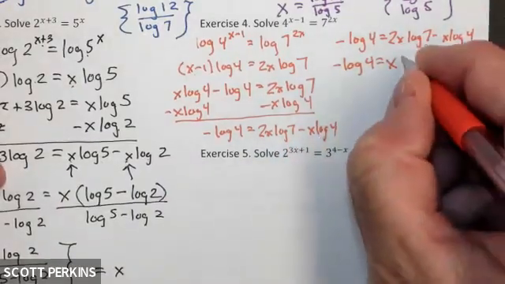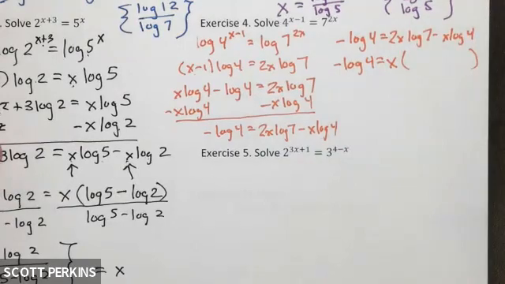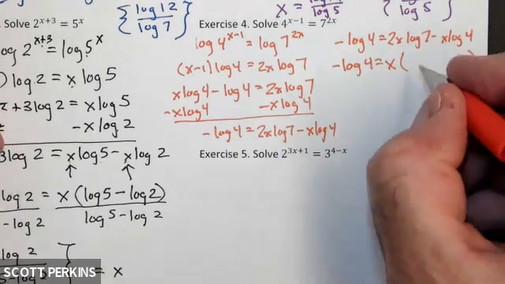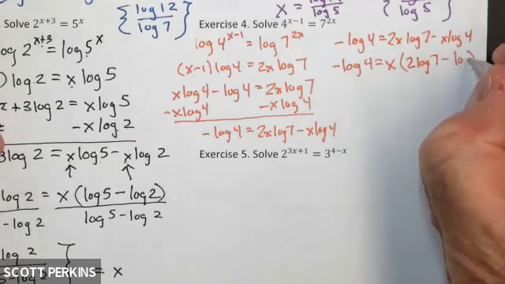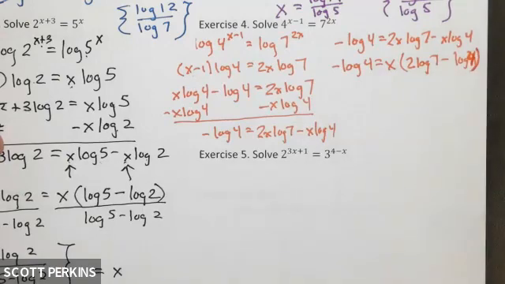So I factor the x out. Everything else is going to stay. All those other things are just numbers. So I have 2 times the log of 7 minus the log of 4. Oops, I got a little scrunched there at the end. I apologize.